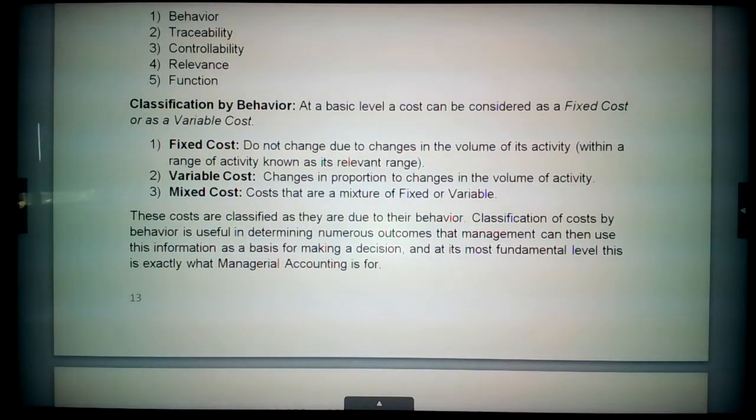A variable cost, on the other hand, changes in proportion to changes in the volume of activity. So utilities can fit into this one as well. A good example is water. The more water you use, the higher your water bill. So that's a variable cost. The same goes with manufacturing. There are lots of different variable costs. The more employees you have working on a particular project, the higher your rate of pay is. Those become variable costs. The more hours you have to spend, the more it costs.